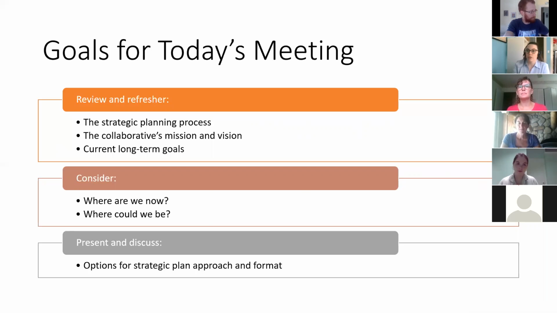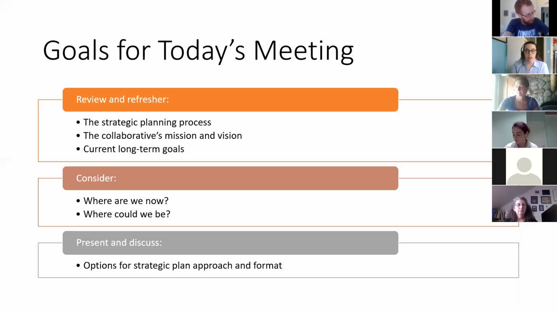So then moving forward, to go very quickly through goals for today's meeting. Tanner touched on this a little in his kickoff. We're going to do a quick review and refresher, just a few minutes per slide, to talk through the strategic planning process, and that'll be related to the slideshow and the steps that Michelle Oddie presented to all of you at your last meeting in February. We'll talk about the mission and vision that the collaborative currently has, which is our starting point or framework to build off of for the strategic planning, and then the current long-term goals.